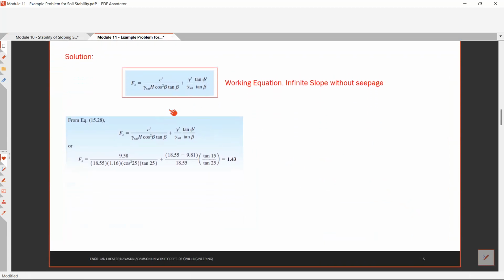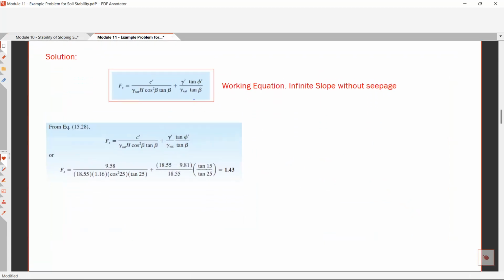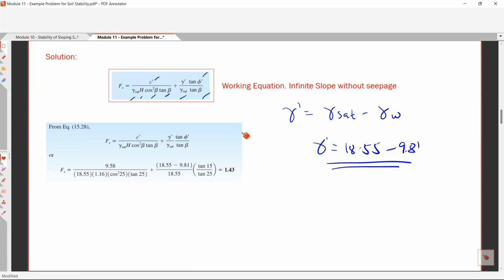Okay, so from this working equation, let us see what else we are missing. So we have the cohesion value, gamma sat, we have the H, we have the cosine squared beta and tangent beta, tangent phi and tangent beta. Gamma sat, we already have this one. So what is this gamma prime? Gamma prime is basically gamma sat minus the unit weight of water. Okay, so this is the effective buoyant unit weight. Therefore, this gamma prime is equal to 18.55 minus 9.81. So this is what we will put in for the gamma prime.